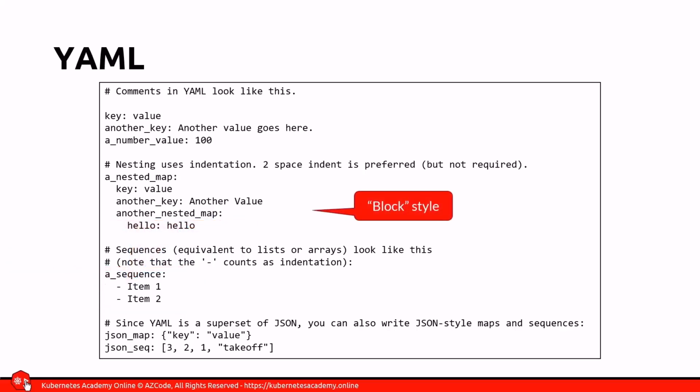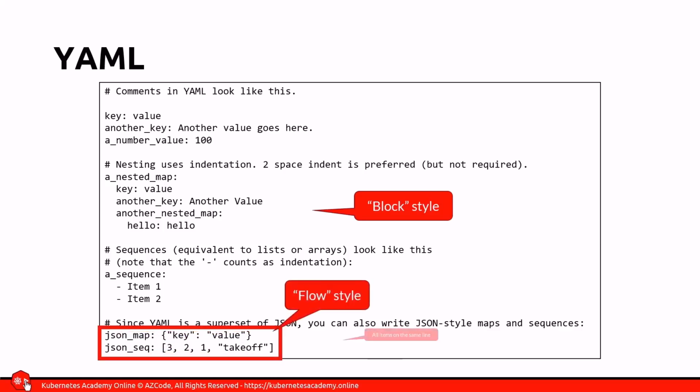This is what we call the block style. There's also a flow style that looks like JSON. So you may be tempted to use it if you're familiar with JSON, but don't. I never saw any sample or any documentation using this flow style.